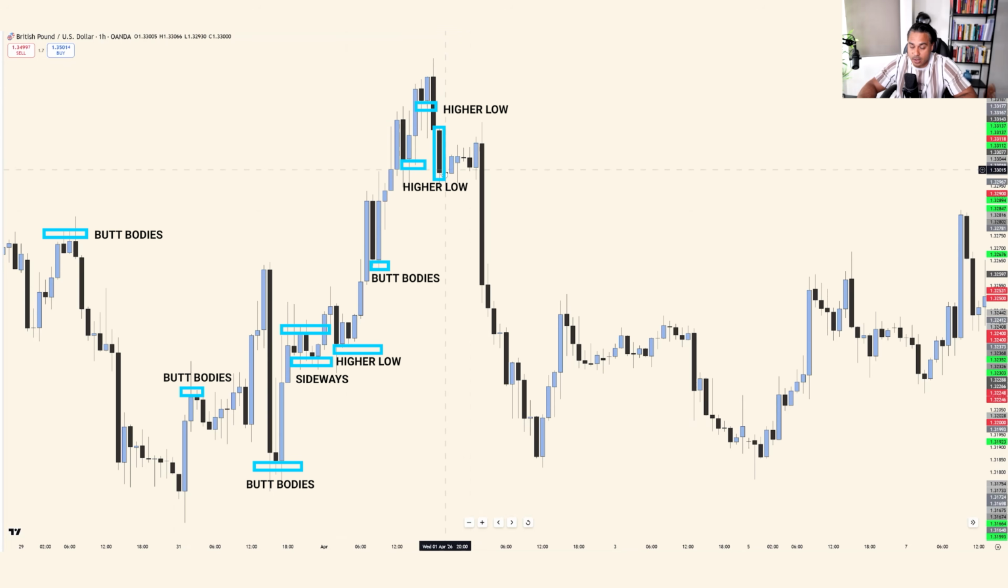The next candle is bearish. We violate this higher low structure, meaning that there is a potential shift in bias. The bulls are depleting and the bears are stepping into the market.